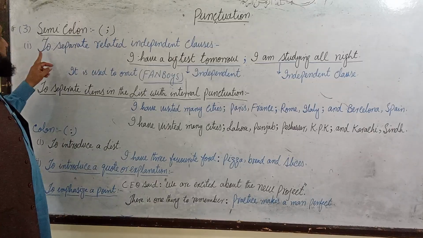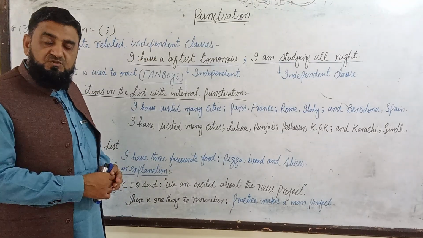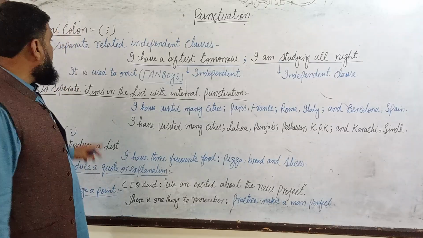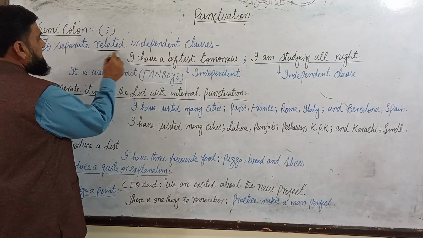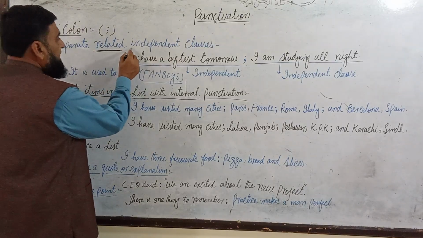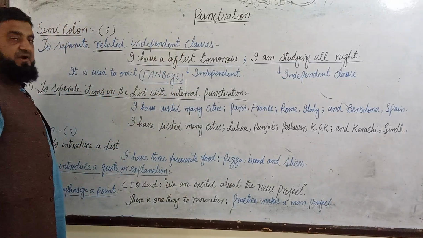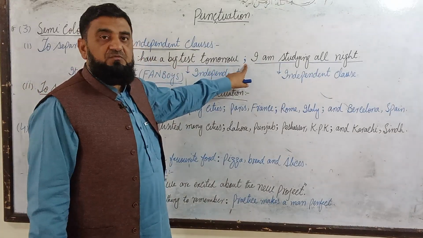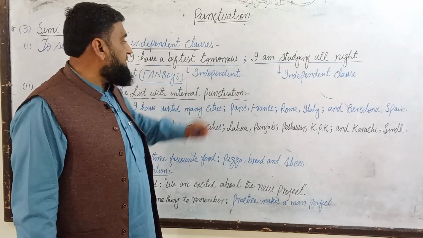So, the first usage is to separate related and independent clauses. Not only related clauses, keep in mind, this is a very important point. The clauses will be related to each other, and they will be independent as well. So, two independent clauses will be correlated, joined by a semicolon.